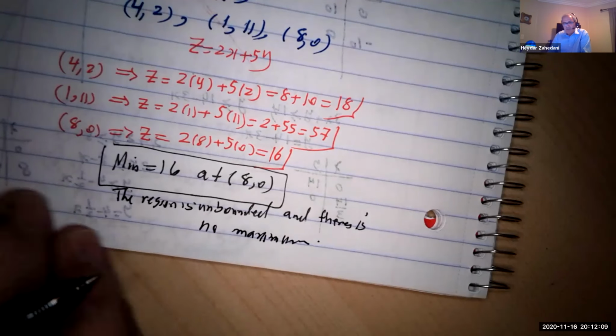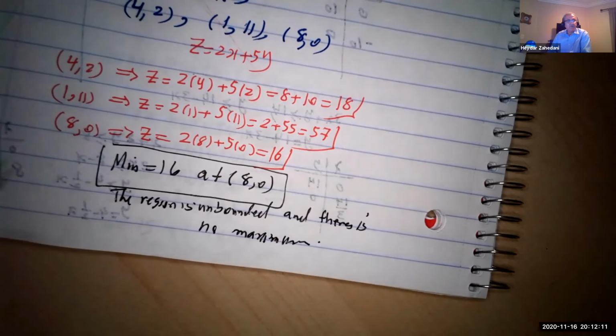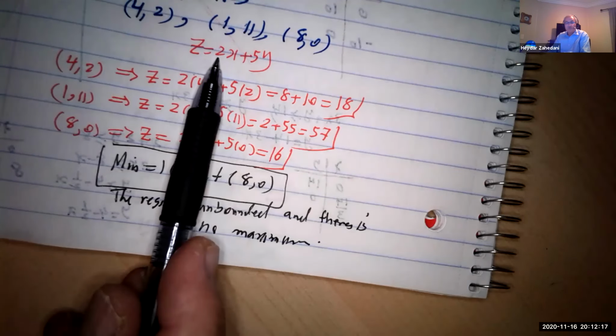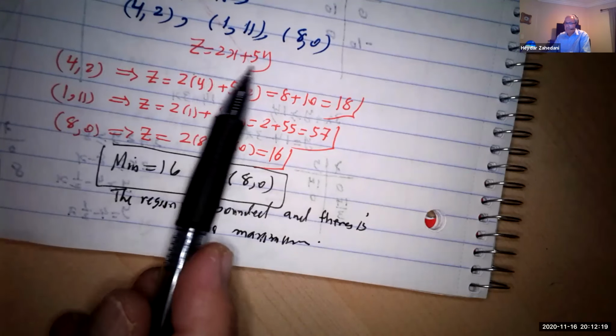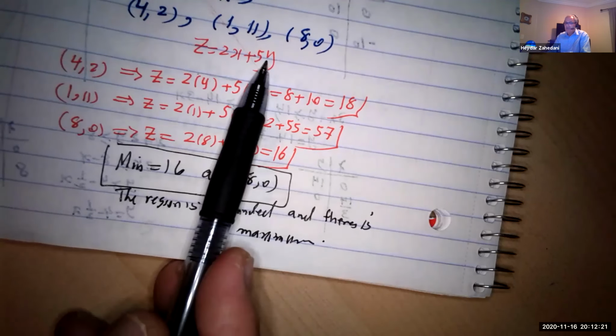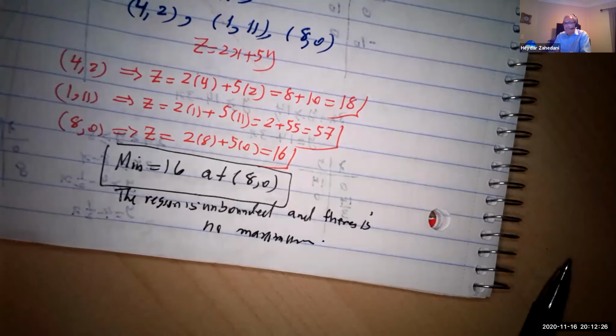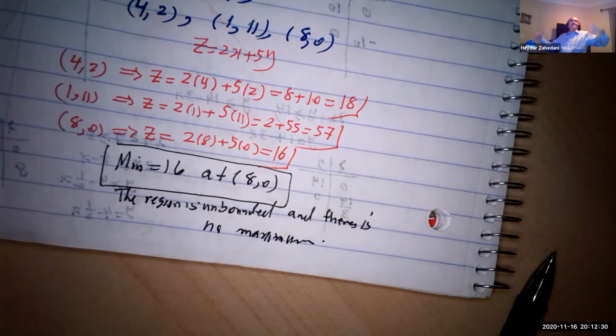There's no maximum because you can go on the x-axis forever. So when x goes to positive infinity, look at this one. When x goes to positive infinity on the x-axis, y is 0. So x goes to infinity. So the maximum would be infinity, if you like, but infinity is not a number. So I just wanted you to see the tools involved.